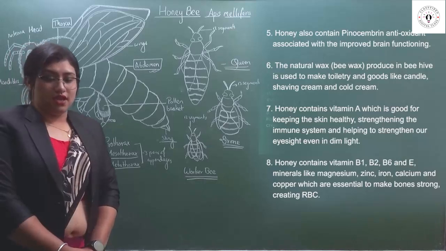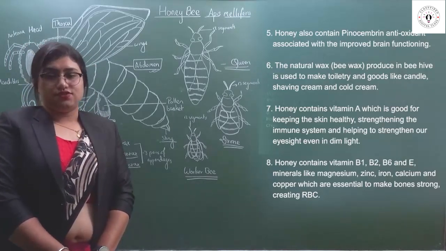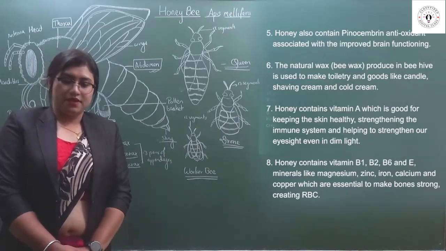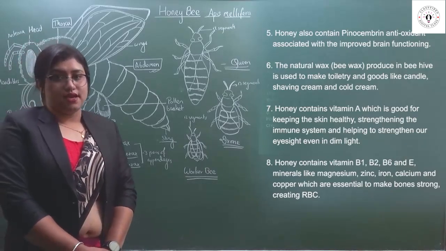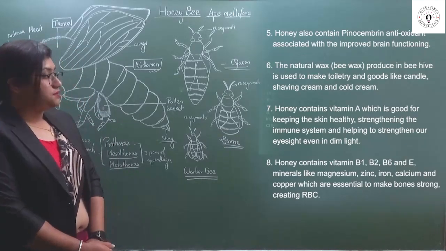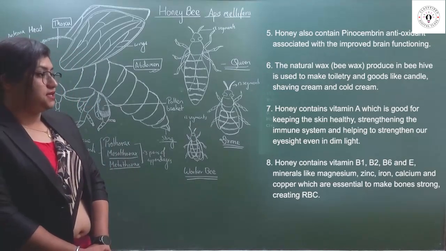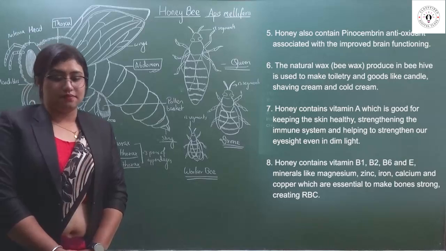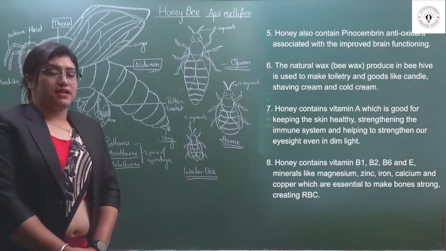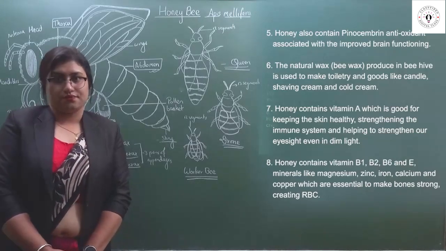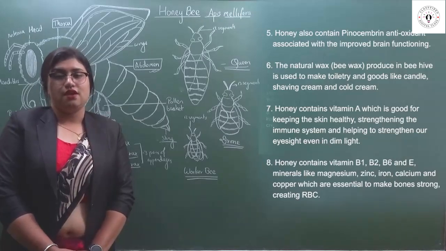Honey contains vitamin A, which is good for our health. It helps in strengthening the immune system, helps in keeping the skin healthy, and also helps in strengthening our eyesight. Next, honey contains B1, B2, and B6 as well as vitamin E, and minerals like magnesium, zinc, iron, calcium, and copper, which are essential to make the bones strong. So, honey has been one of the important diets for most families.